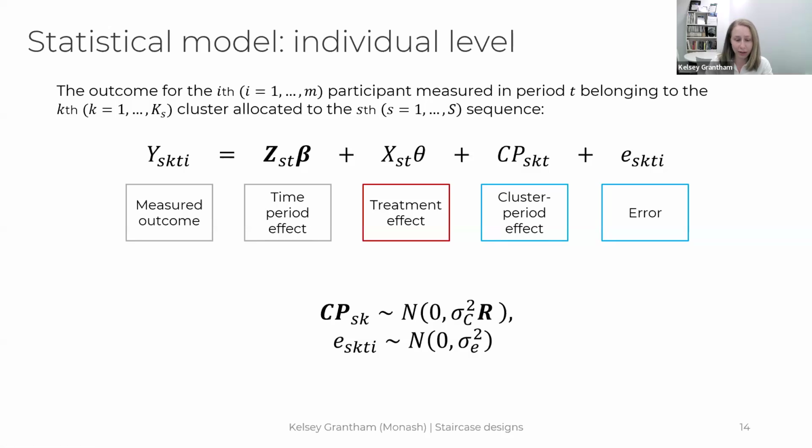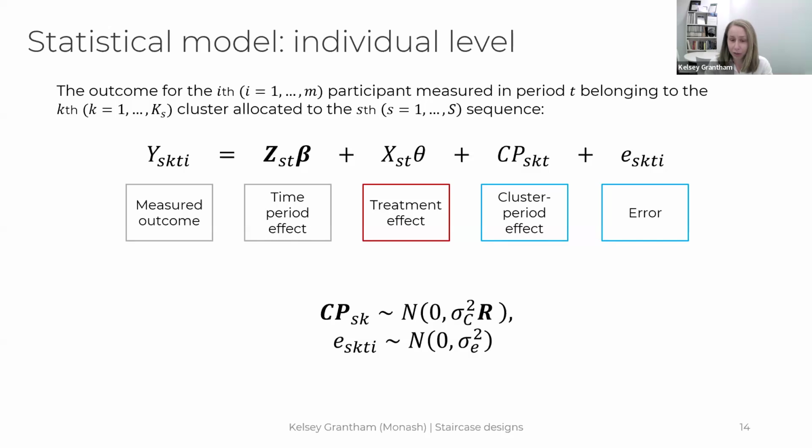And we suppose that this measured outcome is made up of a fixed effect of time on the outcome, the treatment effect, where these X_ST terms come from our design schematic, so it's either 0 for control or 1 for intervention. And then we have random effects for the cluster period and the participant level random error. And for the effect of time on the outcome, we would typically assume either categorical period effects, so assuming a fixed effect for each period of the trial, or we could assume a linear effect over the trial periods. In this work, I'll be assuming categorical period effects.